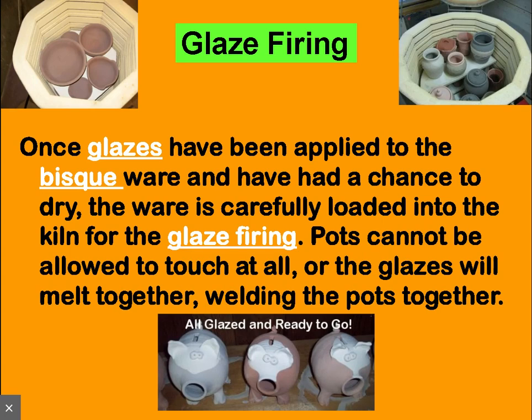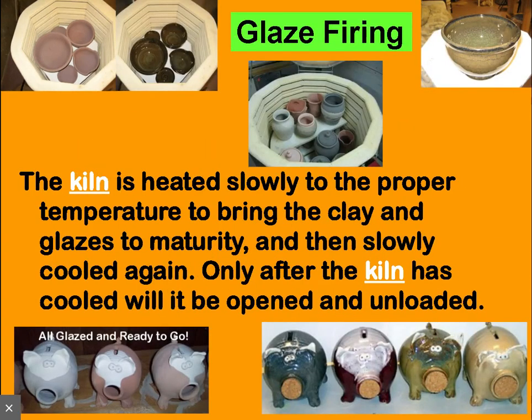Glaze firing. Once glazes have been applied to the bisqueware and have had a chance to dry, the ware is carefully loaded into the kiln for the glaze firing. Pots cannot be allowed to touch at all, or the glazes will melt together, welding the pots together. The kiln is slowly heated to the proper temperature to bring the clay and glazes to maturity, and then slowly cooled again. Only after the kiln has been cooled will it be opened and unloaded.